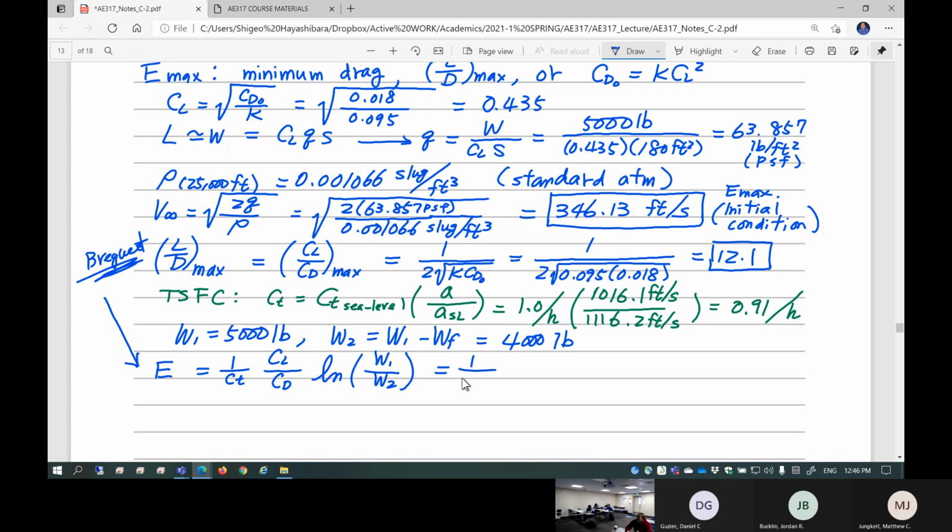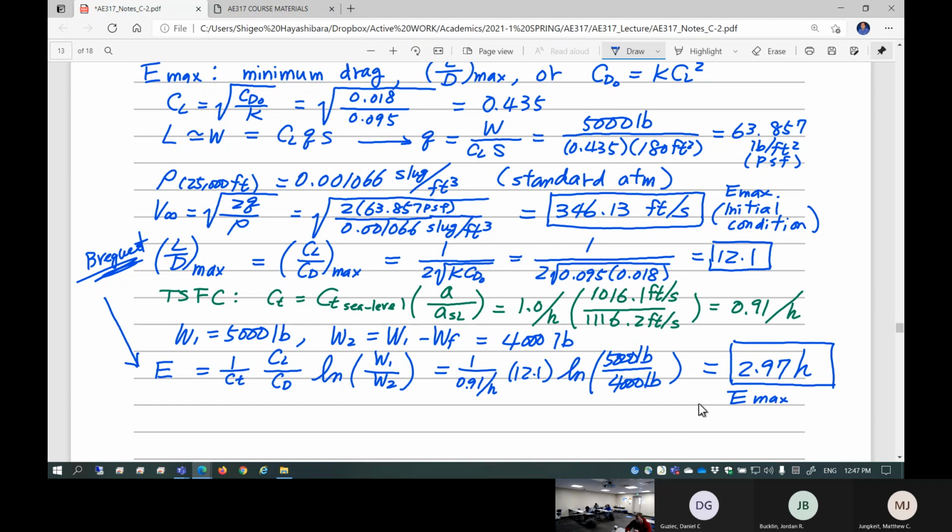This is 1 over 0.91 per hour, times 12.1, this is the maximum L over D, multiplied by the natural log of initial over final, which is 5,000 pounds over 4,000 pounds. If you compute all of those things, you are going to have a maximum endurance of 2.97 hours. This is the max endurance for this condition. Any questions? No? So this is E max.